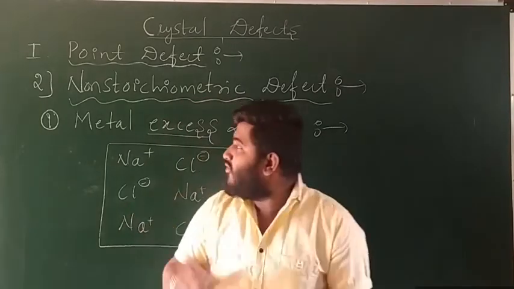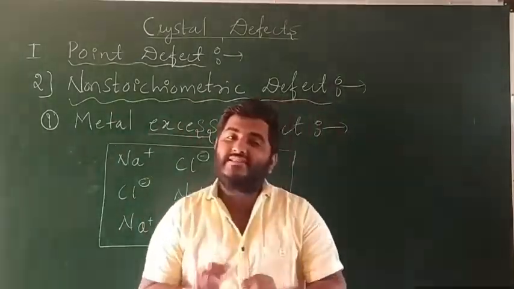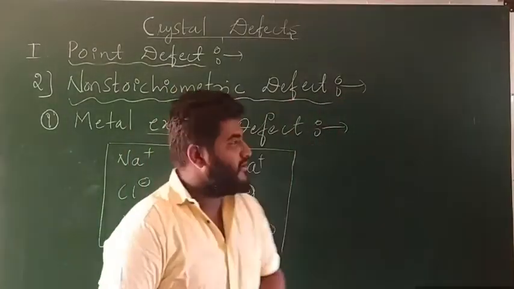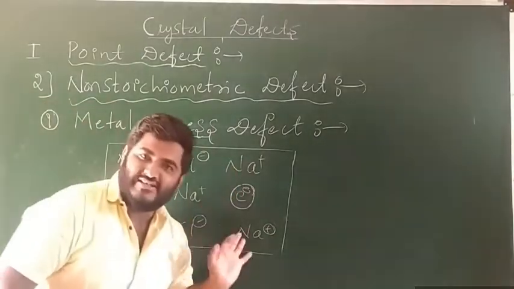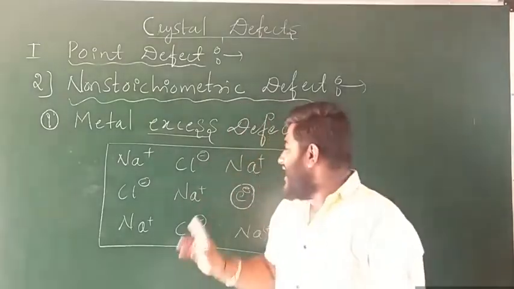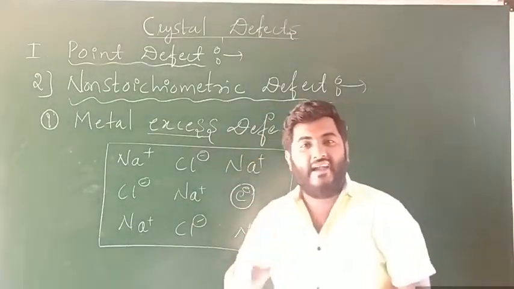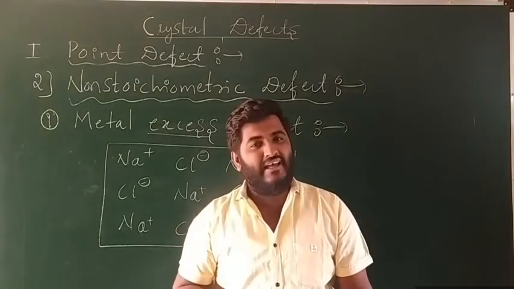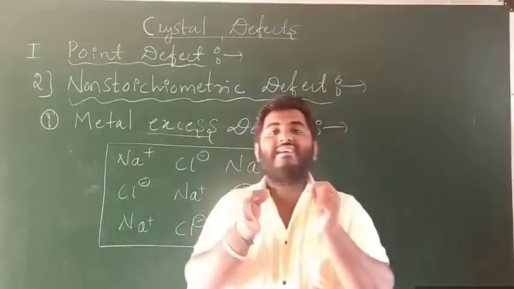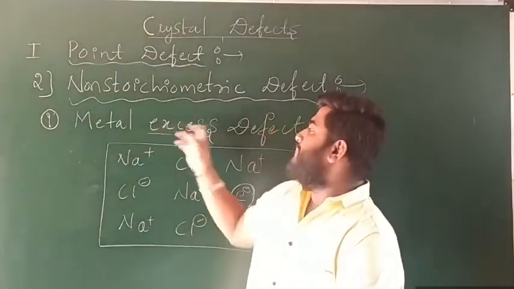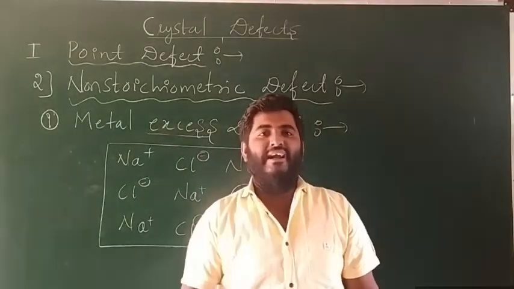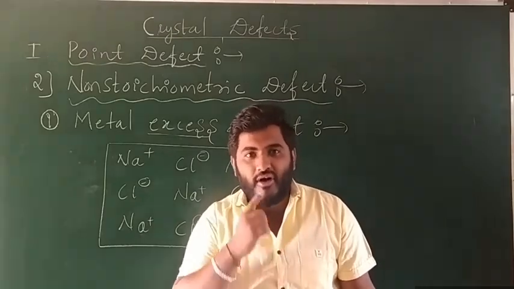Then can you define now what is metal excess defect? Metal excess defect is a non-stoichiometric defect in which an extra metal atom is present, due to which anionic vacancies are created. Anionic empty spaces are created, and those empty spaces are filled by electrons to maintain electrical neutrality. This is called metal excess defect. Why excess? Because an extra metal atom is present here. I hope you got the points here.